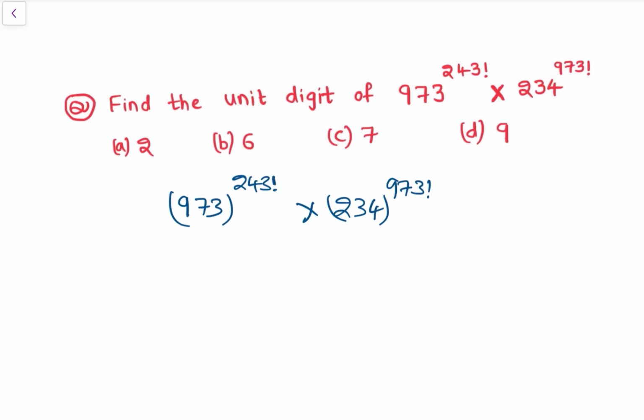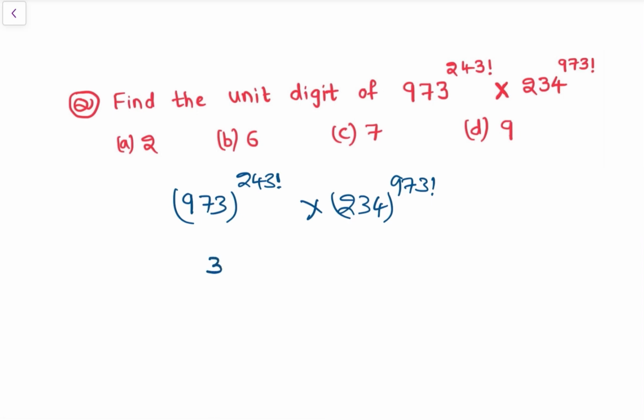So now I know when it is more than 4, I will directly write it as 3 to the power 4 into, here 4 to the power 4. So 3 to the power 4 is 81, into 4 to the power 4 is 256. So 1 into 6 would be the unit digit. So 1 into 6 is 6. So 6 is the unit digit.